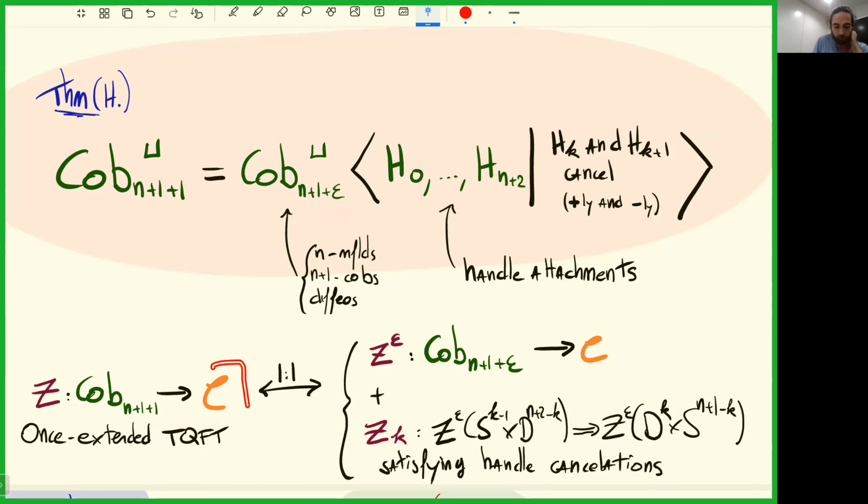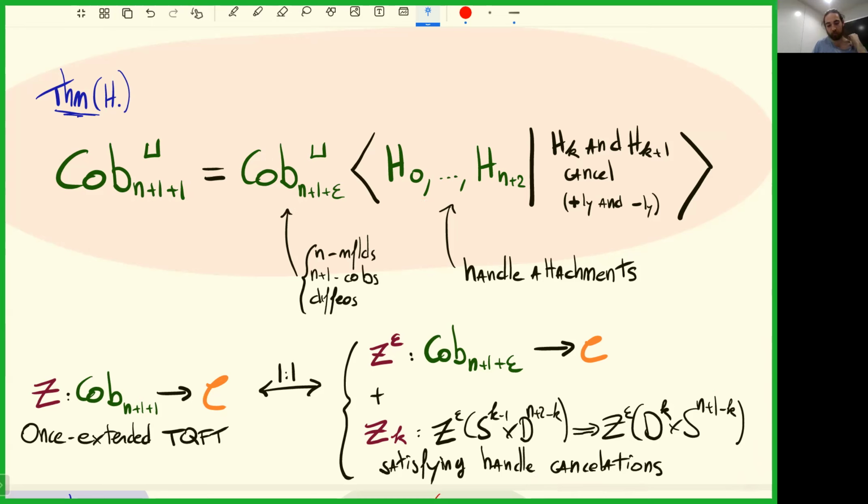So my once-extended TQFTs are now completely classified by something only defined in dimension n+1 and just a finite number of two-morphisms for each of these generators, satisfying some relations. This is very useful for me doing quantum topology, to actually define some TQFTs. So this is a good motivation for you too.